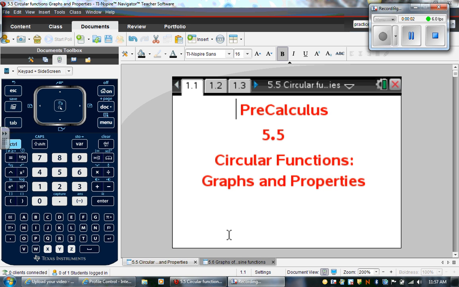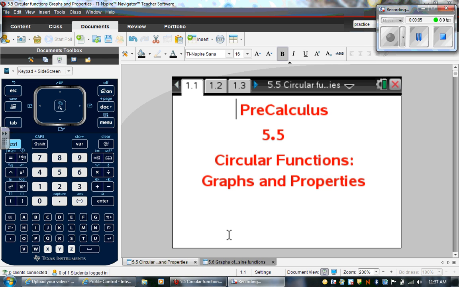This lesson is for Mrs. Cucci's College Now PreCalculus class. We are on lesson 5.5, circular functions, graphs, and properties. So if you go ahead and get that open, we'll get started.